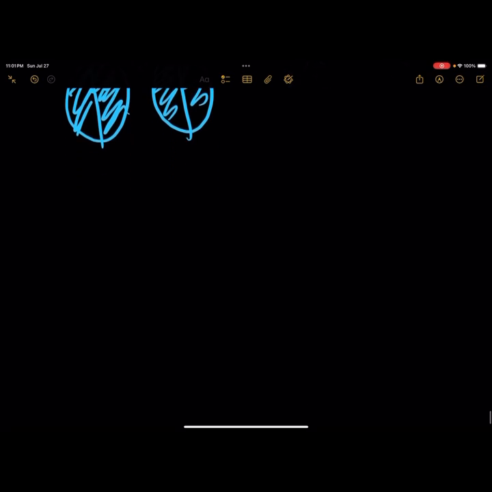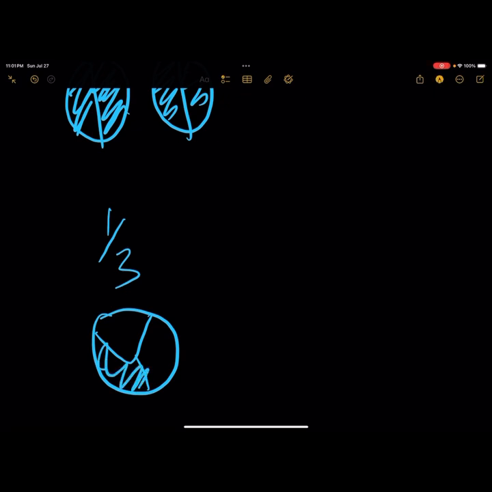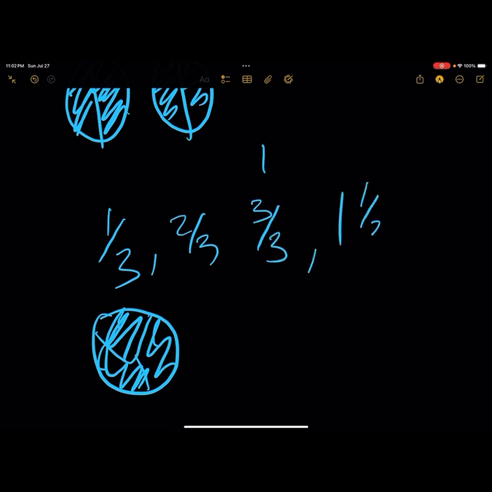Now we need to learn how to count by thirds. 1 out of 3, which will look like this. Then if I color another one, that's 2 out of 3, 3 out of 3, or 1, and then 1 and 1 out of 3.